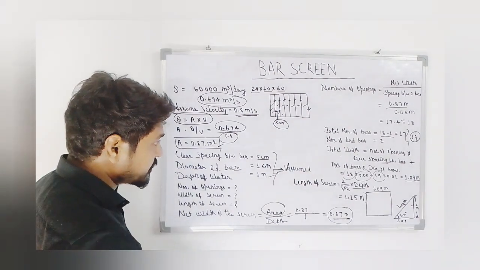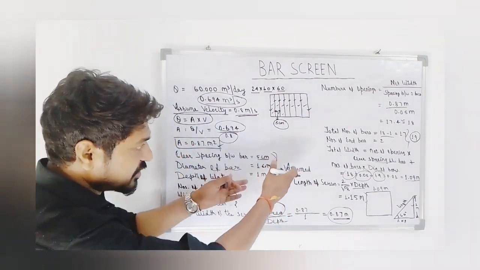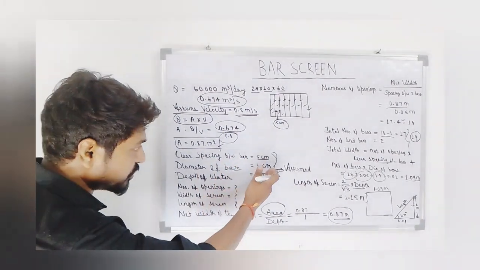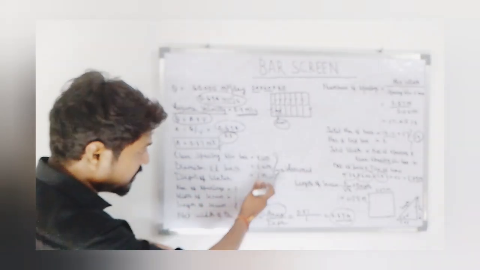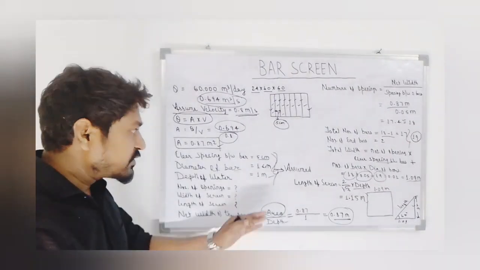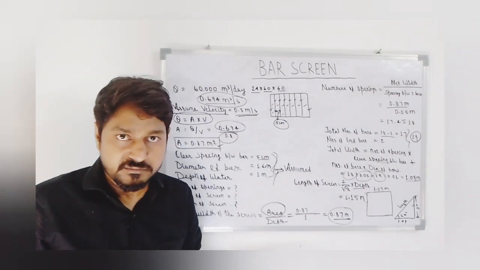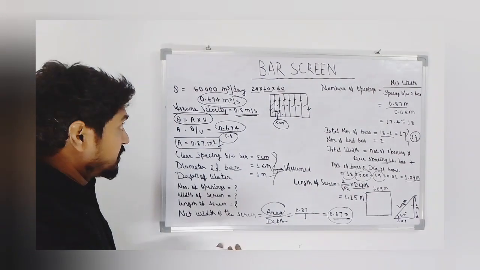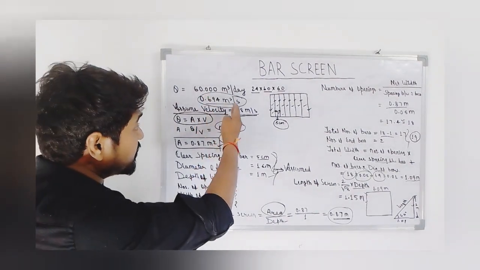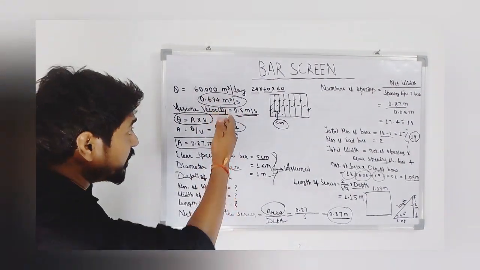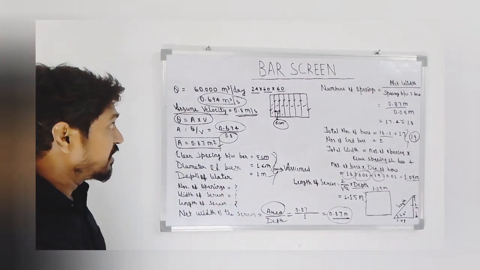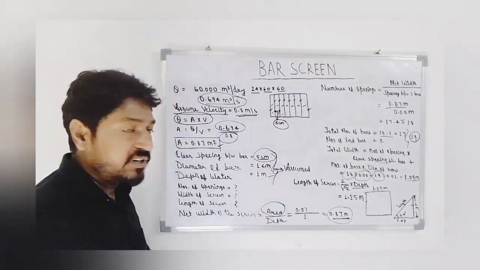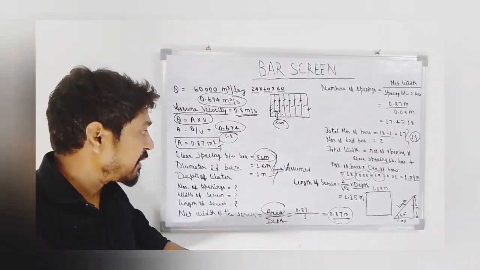So these three parameters are assumed. Clear spacing between bars is equal to 5 cm, diameter of the bar is equal to 1 cm, and depth of the water is 1 meter. So actually why did I assume? It depends on the capacity of the plant. So this is the capacity of 60,000 cubic meter per day, but in the case of a 1 MLD plant, that is 1000 cubic meter per day, its clear spacing is only in mm, like 100 mm and 50 mm.